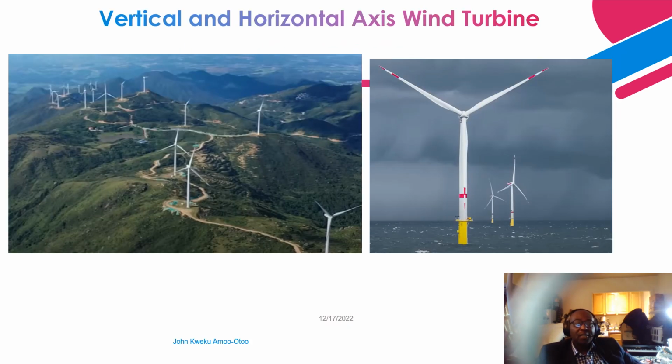Next is another picture of a horizontal axis wind turbine. This time, the picture on my left shows you a typical horizontal axis wind turbine located at onshore facilities. And next on the right is a typical horizontal axis wind turbine located at an offshore facility with a fixed bottom. As you can see, the bottom structural element is fixed to the bottom of the ocean.